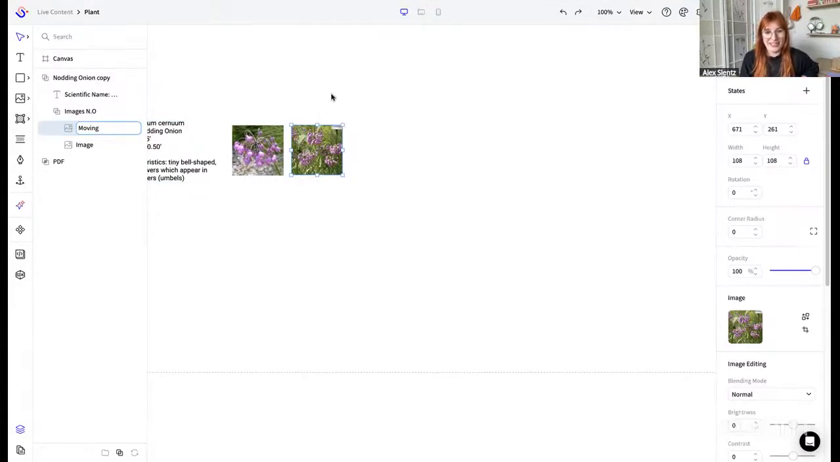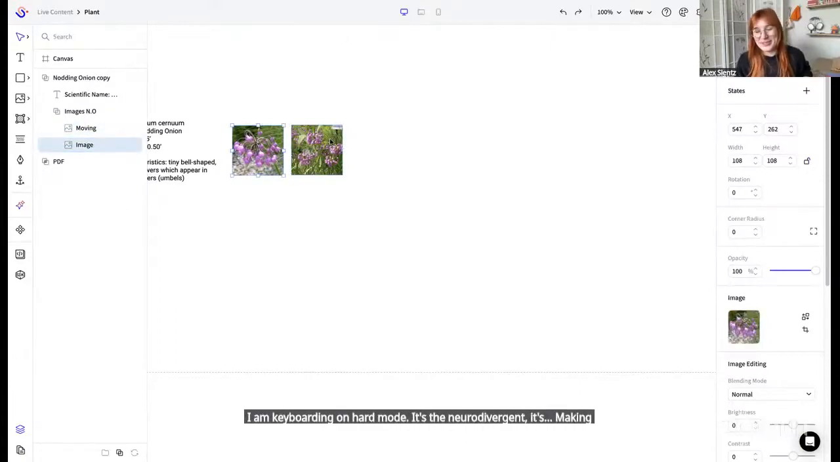I am keyboarding on hard mode. It's the neurodivergent. It's making things more difficult for me.